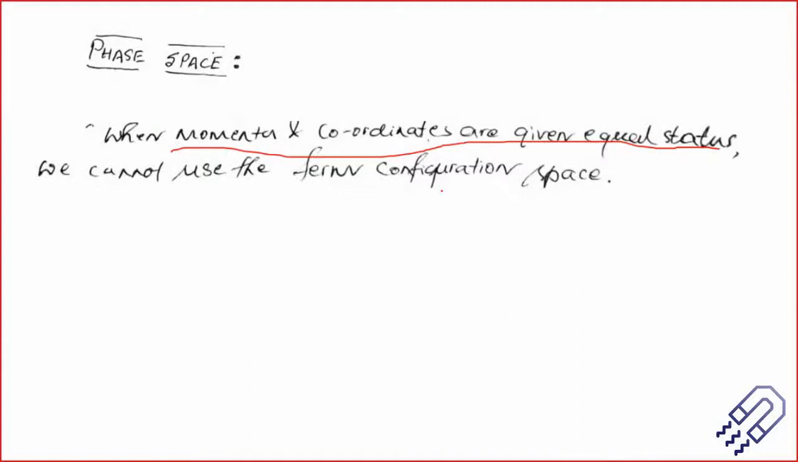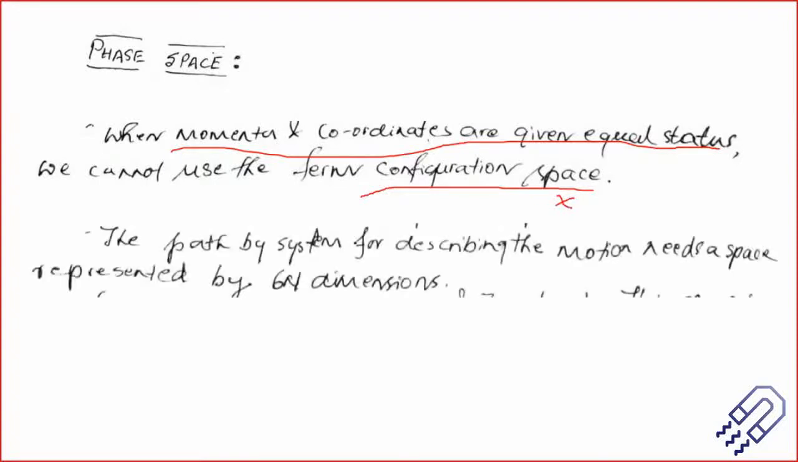If that space is designed using the momenta and coordinate system, we usually don't call it configuration space. That is phase space. So for your exam purpose, if I ask you for a definition or an understanding of phase space, probably this slide gives you the answer. It is the path followed by the system for describing the motion. Please understand this: motion should be there, otherwise momentum doesn't make much sense.